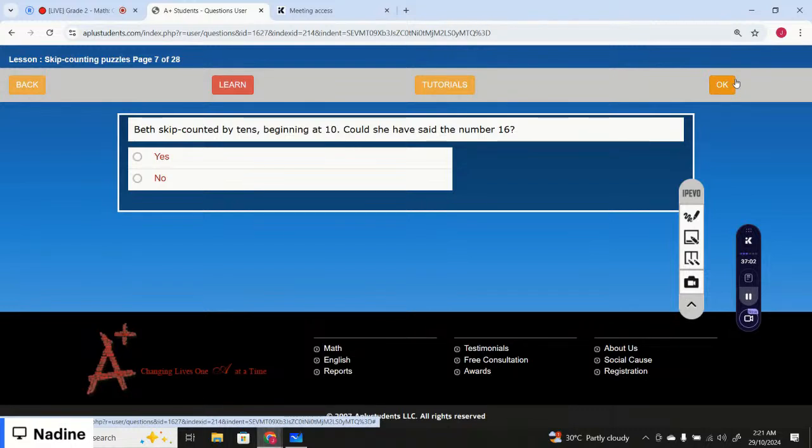The correct option is no. If she skip counts by tens, she would not have said the number 16. The correct option is no. Okay, you can complete the lesson by yourself later today. Let me just move on to the next lesson.